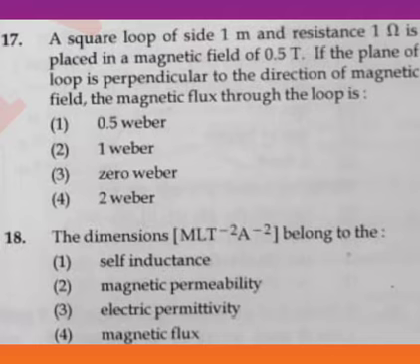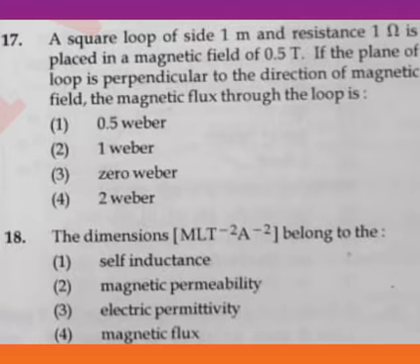Question number 18. The dimensions M1 L1 T minus 2 A minus 2 belong to: option 1, self inductance; option 2, magnetic permeability; option 3, electric permittivity; option 4, magnetic flux. The correct answer is option 2, magnetic permeability.